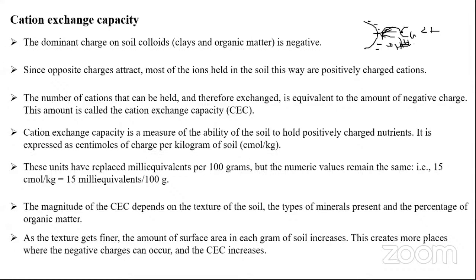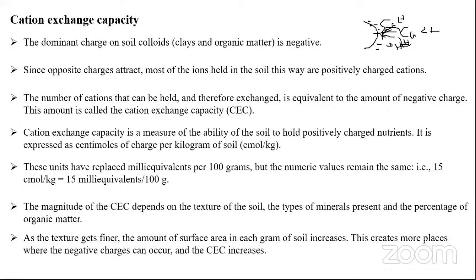So naturally, how many negative charges are there, we can get that many Ca2 plus ions. That means we can get that much calcium. So this is called the cation exchange capacity.